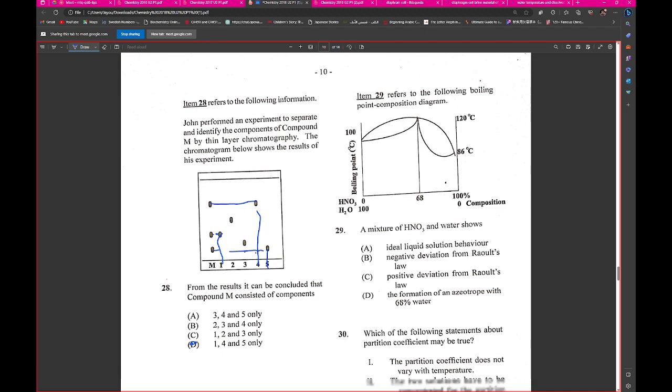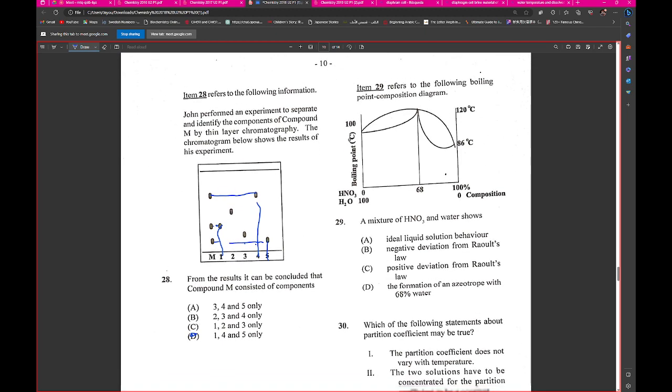A mixture of sulfuric acid, nitric acid, and water shows... Is this a positive or negative deviation of Raoult's law? Negative. Wonderful. We're on a roll.